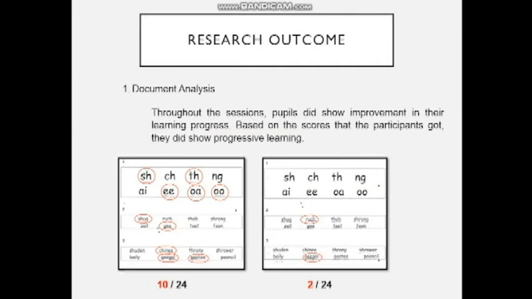For document analysis, we can see that throughout the sessions, pupils did show improvement in their learning progress. Based on the scores that the participants got, they did show progressive learning. So from 10 out of 10 words that they can't read, to 2 words left. Okay, left 2 words. Maybe we need more time because we conducted it in like 2 weeks, less than a month.